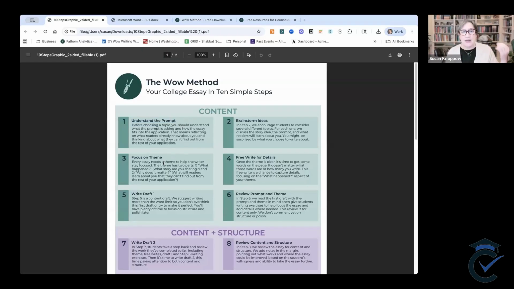So this is brainstorm: understand the prompt. Then we go into brainstorm, focus on theme. Theme has two parts. What happened? What am I going to write about? And why does it matter? Why did I choose this?